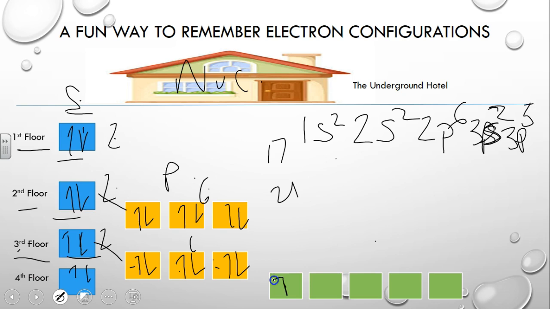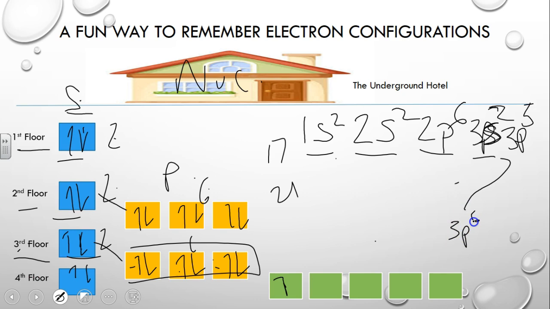Okay. And so now we would have 1s2, 2s2, 2p6, right? And then 3s2, 3p6, 4s2, because we fill the 4th floor, and then we're going to do 3d1. That's where that one is. That's on the 3rd, regardless of what we call it.